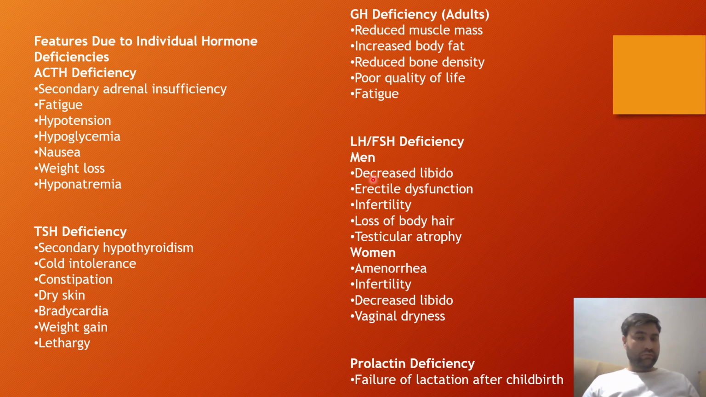In case of men, men have decreased libido, erectile dysfunction, infertility because of lack of testosterone and spermatogenesis, and loss of body hair and testicular atrophy, while women have amenorrhea, infertility, decreased libido, and vaginal dryness in case of LH and FSH deficiency. If there is prolactin deficiency, then there is failure of lactation after childbirth in case of women.